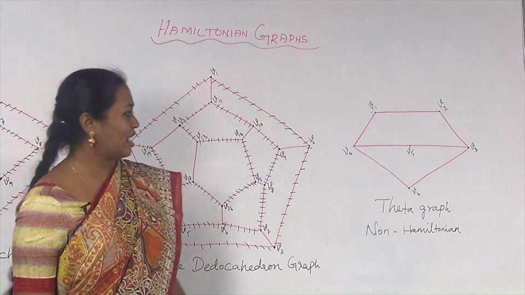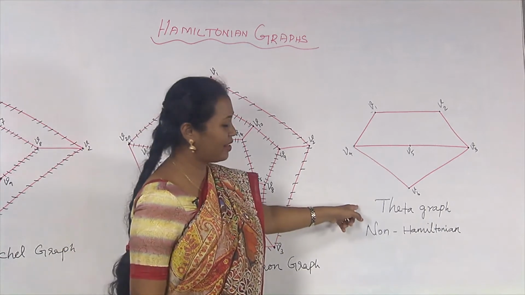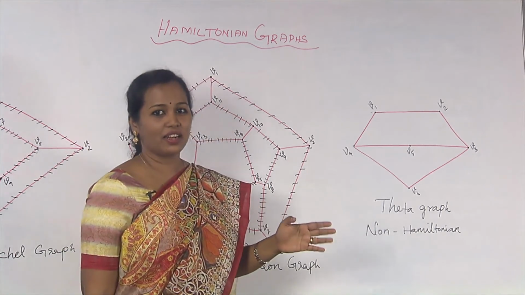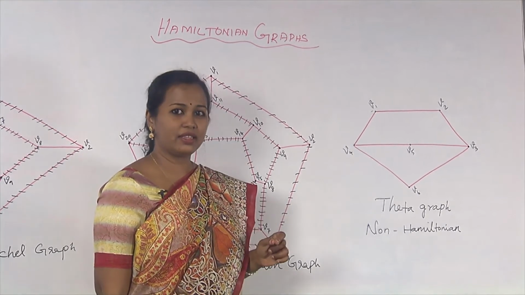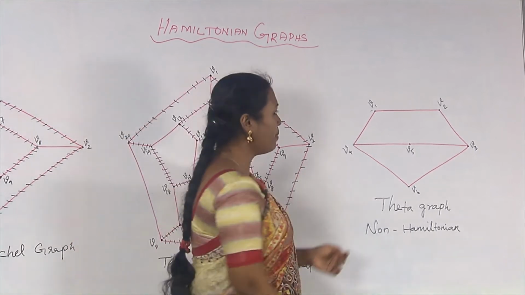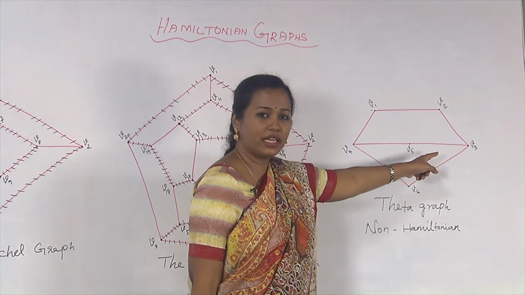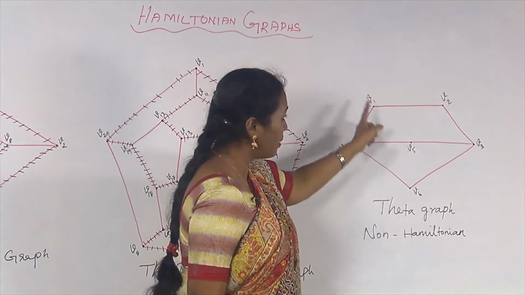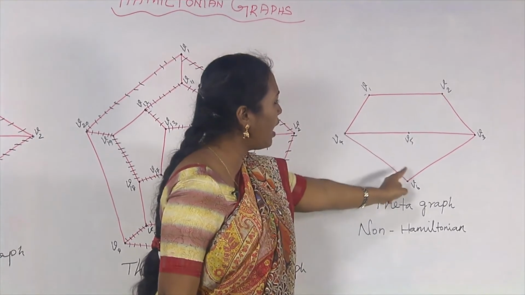Let us see an example now for a non-Hamiltonian graph. Now we have something called a theta graph. A theta graph is one in which there are two non-adjacent vertices of degree 3 and the rest of the vertices have degree 2. So you can see in this example, vertex V4 and vertex V3 have degree 3, but the other three vertices V1, V2, V6 all have degree 2.